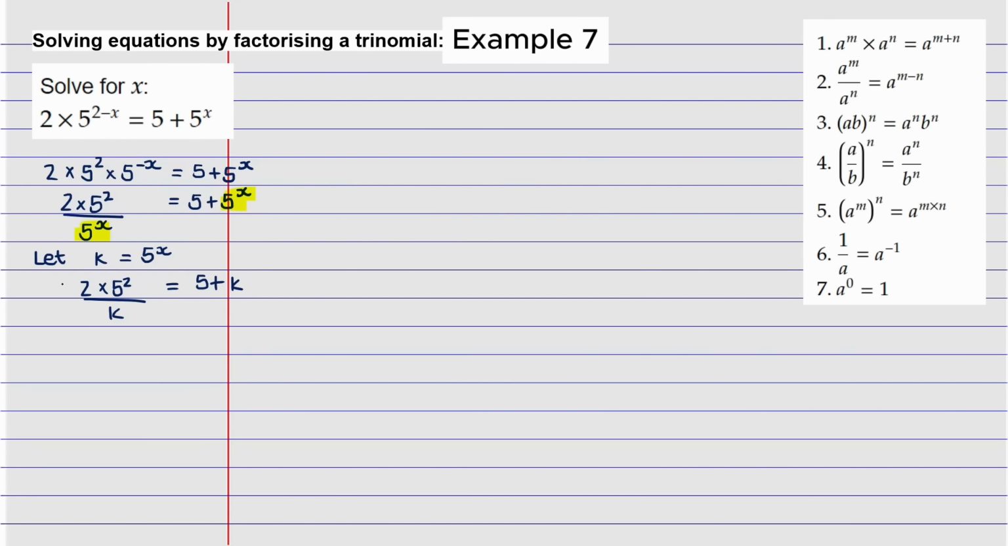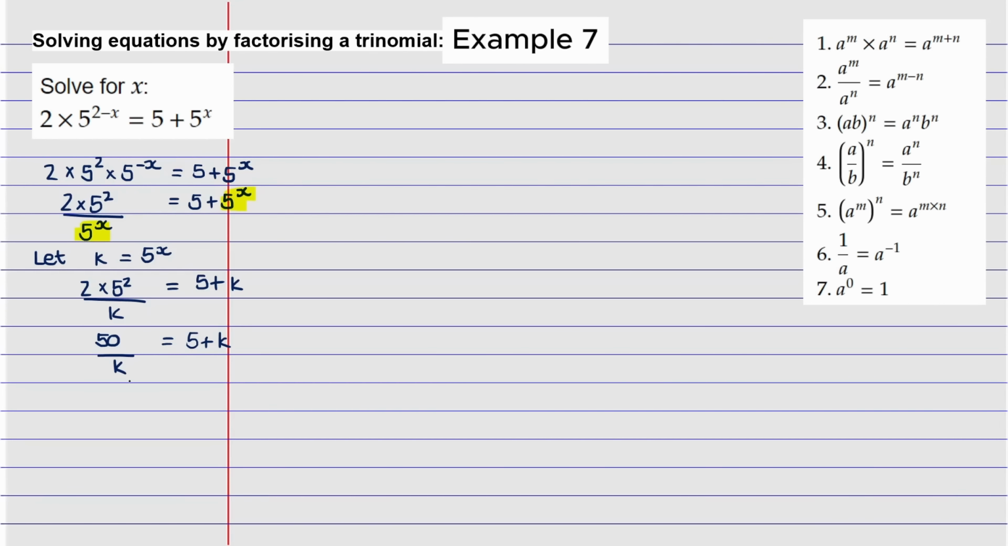So now let's basically simplify this. If I say 2 multiplied by 5 to the power 2, I'm going to get 50. So this is going to be 50 divided by k, and this is going to be equal to 5 plus k, right?